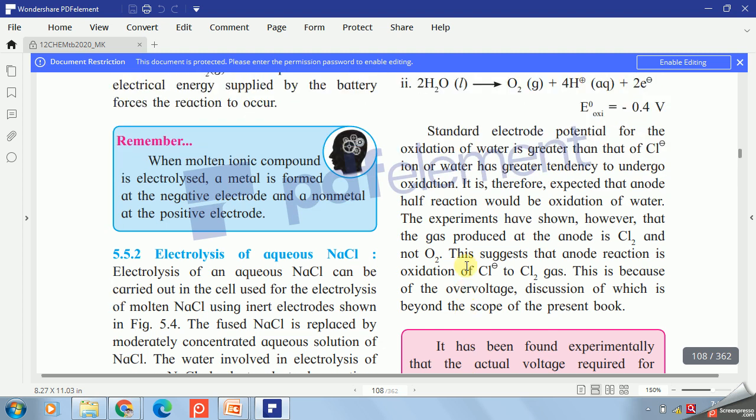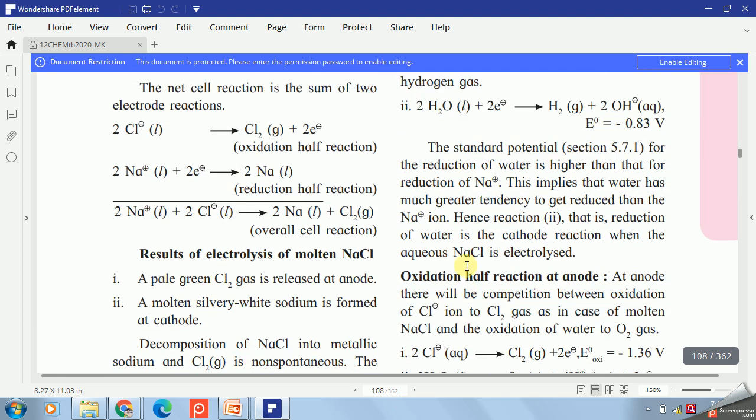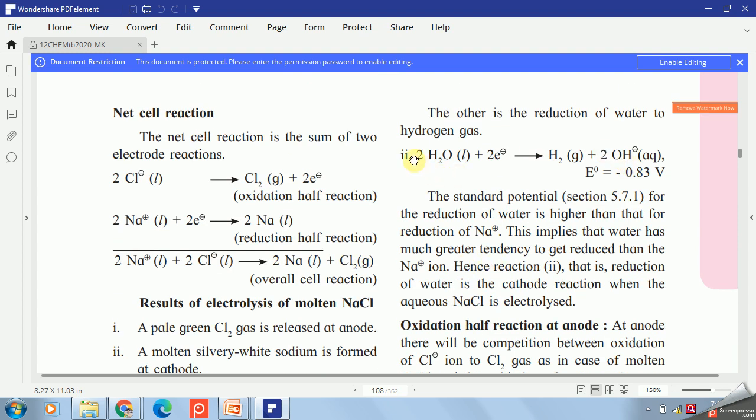Then the other reaction is the reduction of water to hydrogen. H2O gets ionized to H plus and OH minus ion. So we take 2H2O, which gives 2H plus and 2OH minus ion, and the 2H plus gain 2 electrons. Each H plus gains 1 electron to give H, so 2H plus gaining 2 electrons gives 2 hydrogen atoms, and the 2 hydrogen atoms are converted into a molecule of hydrogen, which is in gaseous state. The OH minus remains as it is.